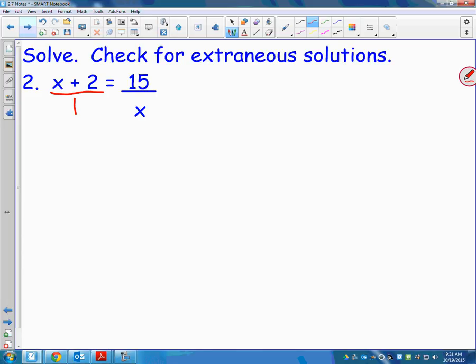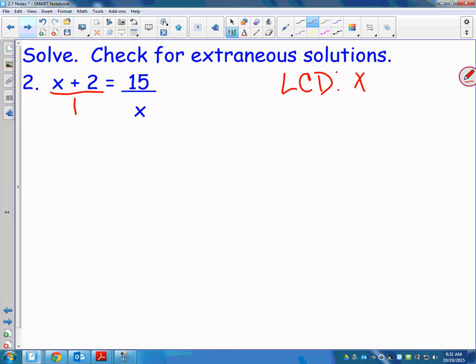Really, that's just a proportion, right? Some one thing equal to one thing that you could just cross multiply. That's another way you could solve this problem. But if I'm sticking with my way here, my least common denominator between 1 and x would just be x, right? 1x.